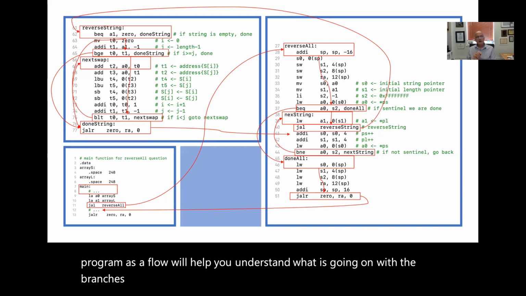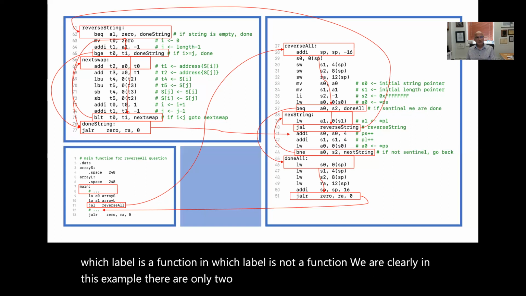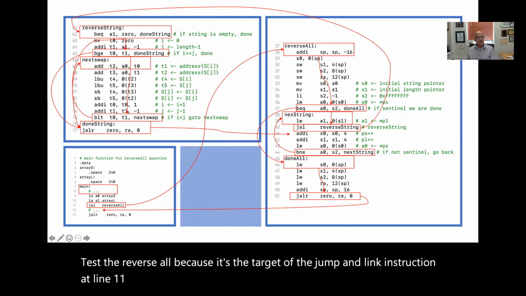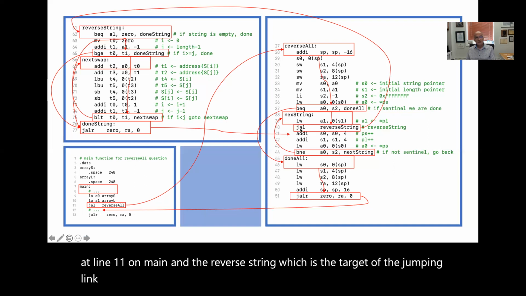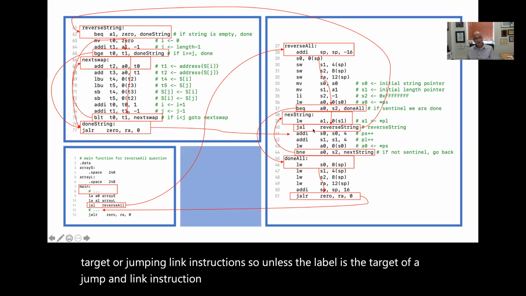Now, a question that I have gotten repeatedly is which label is a function and which label is not a function? Well, clearly in this example, there are only two labels that are functions. That's reverse all, because it's the target of the jump and link instruction at line 11 of main, and reverse string, which is the target of the jump and link instruction at line 40 in this code. There are no other labels that are targets of jump and link instructions. So unless a label is the target of a jump and link instruction, the label cannot be a function.